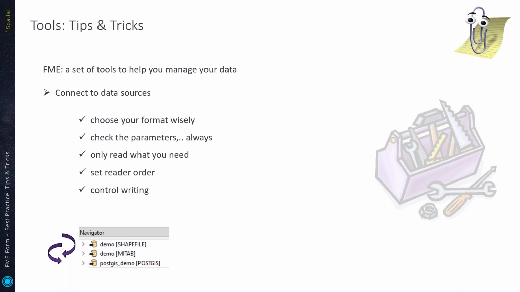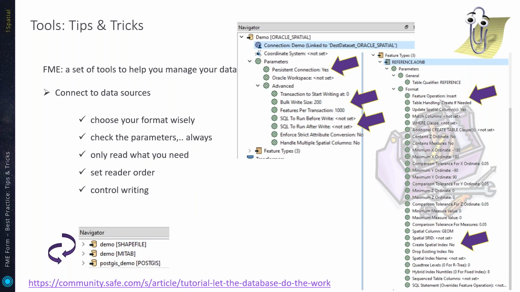Similarly, you can set the order you write your data in the navigator window. So here, if you're writing to a database with dependencies, so you've got foreign keys, etc., you want to write the parent first and then the children. So we've got some parameters to play with, and it's a case of balancing these really.